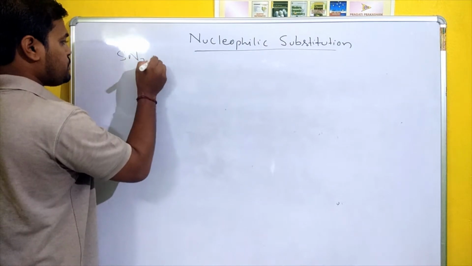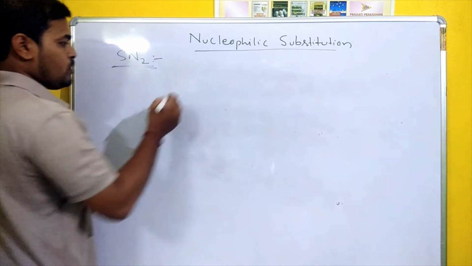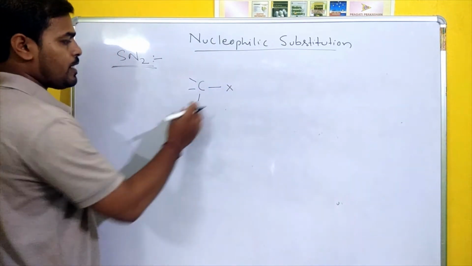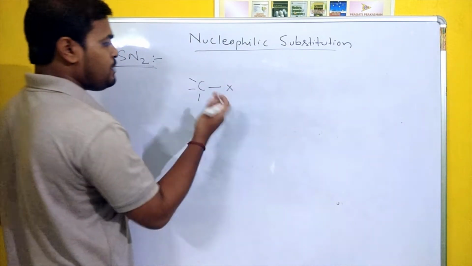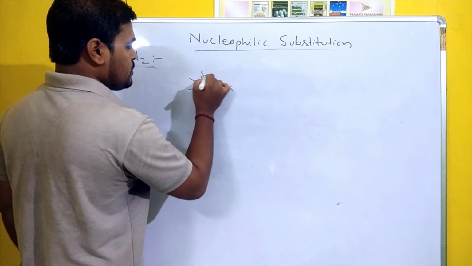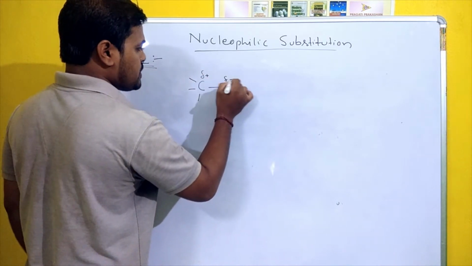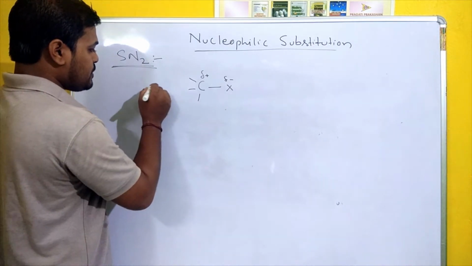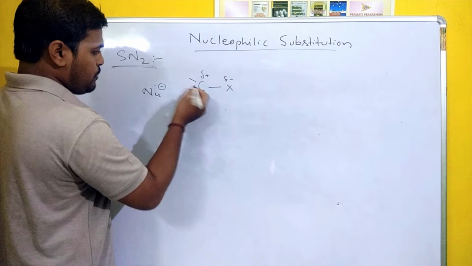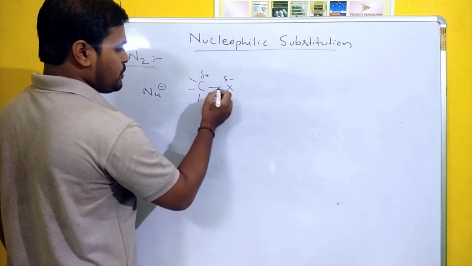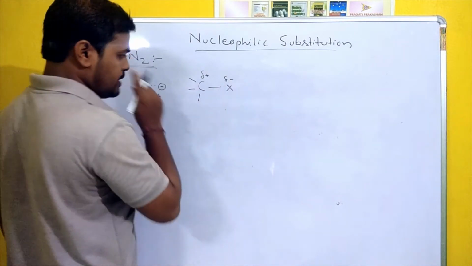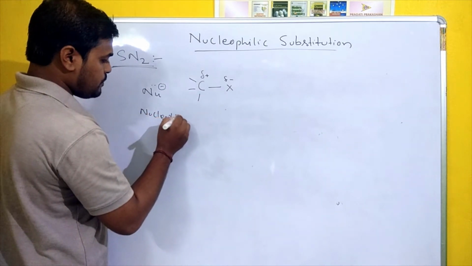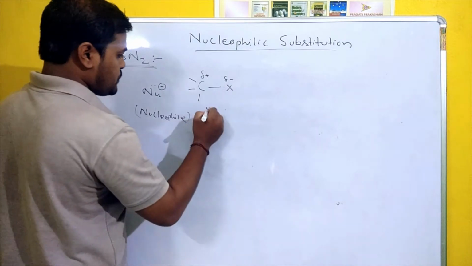SN2. We all know that the carbon and halogen bond is partially polar, so the carbon is partially positive and the halogen is partially negative. So there is a probability that a nucleophile can attack the carbon atom, so that the bond breaks down and the halogen leaves. This is the nucleophile and this is the substrate.